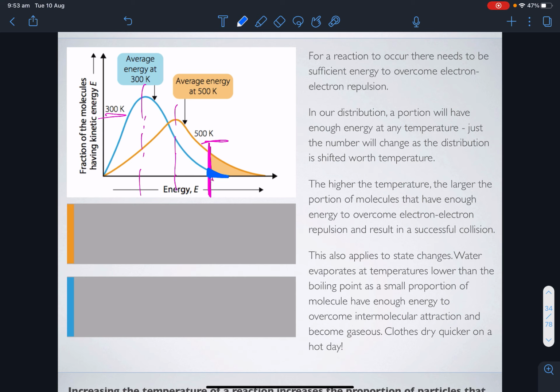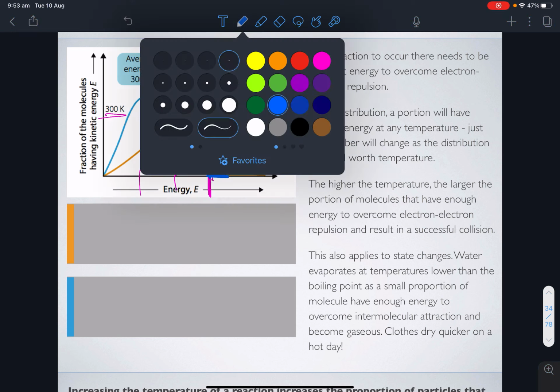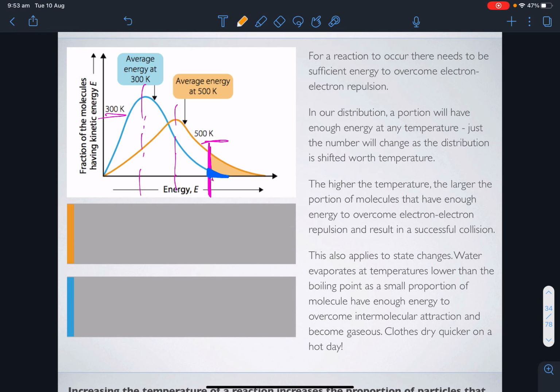This is kind of like a number of particles that have got enough energy to have a successful collision. So just a small amount it's going to form the products. But you can see as you increase the temperature and widen the curve in the orange there, you're increasing the amount of particles that have the energy to undergo that reaction. So here you've got a much larger area, a much larger amount of particles that have the energy to undergo the reaction. Okay?